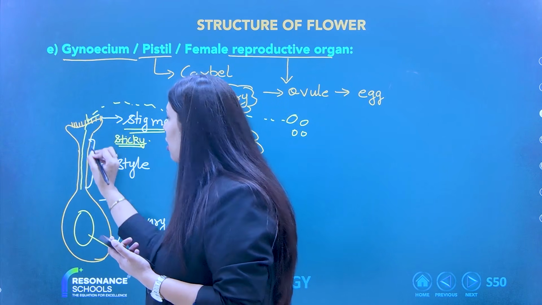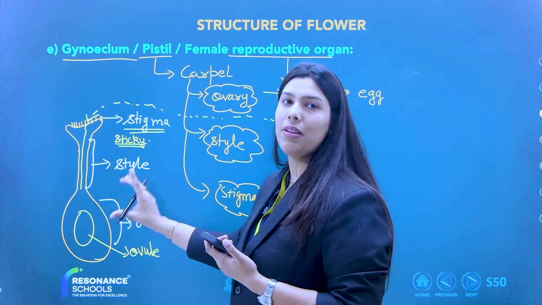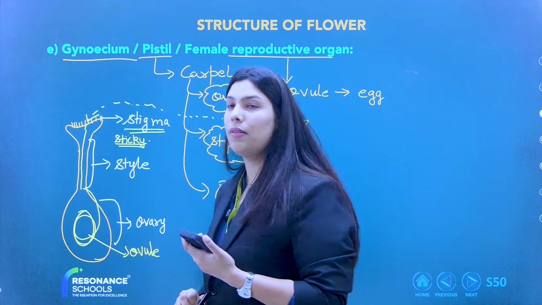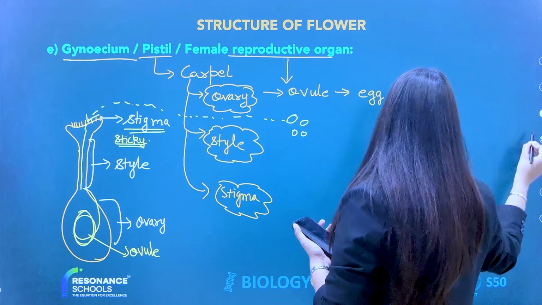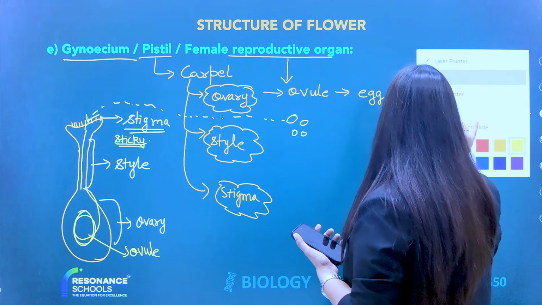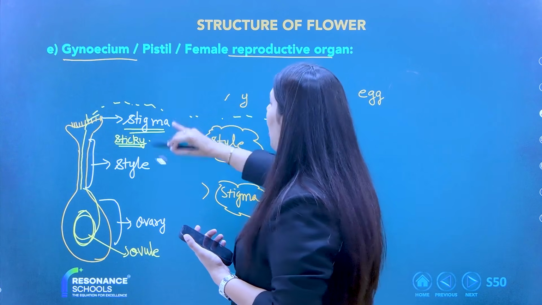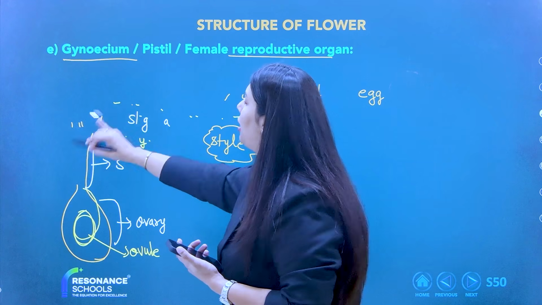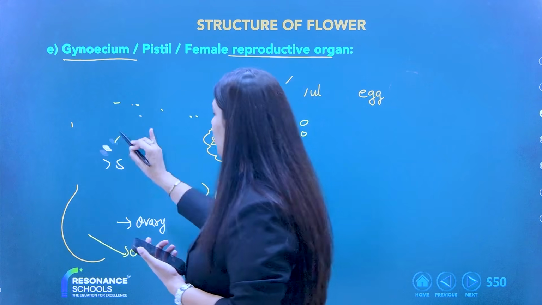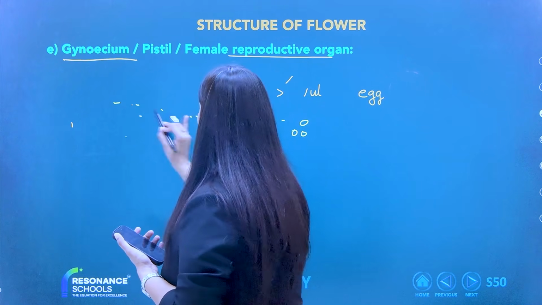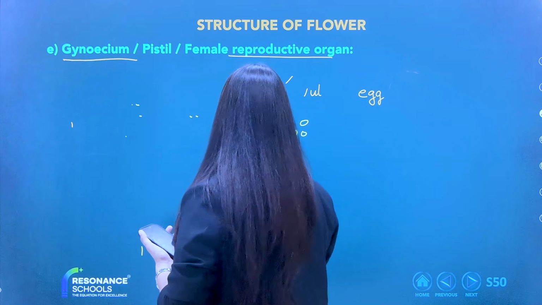After it gets attracted, this is the style. Style is connecting the stigma with the ovary. So eventually they will reach this part. Okay, so up till here, a little bit is clear to you all. Other parts, while proceeding further with the slide, we will understand. Right? Right, everyone?